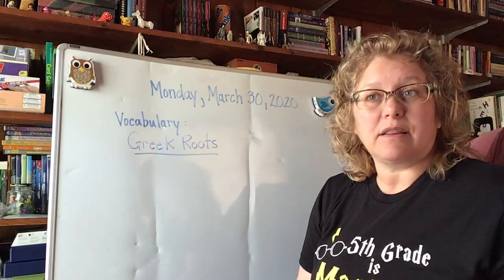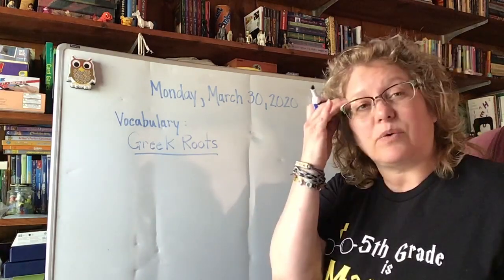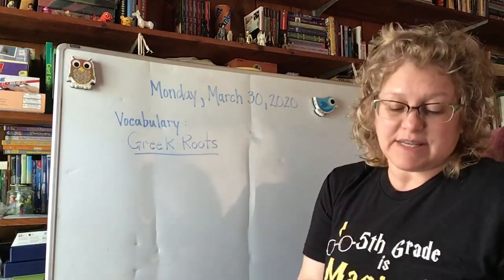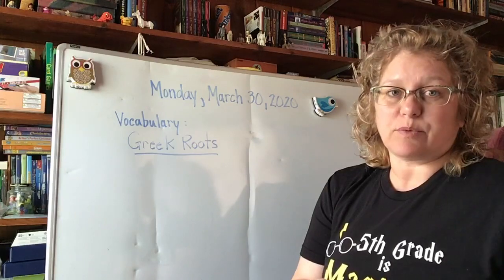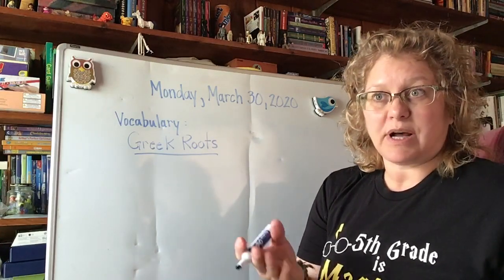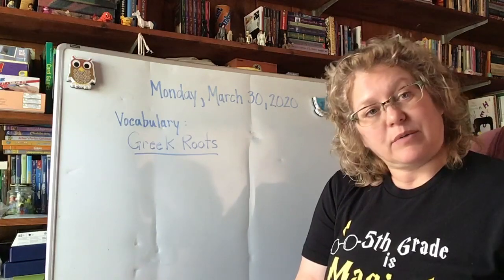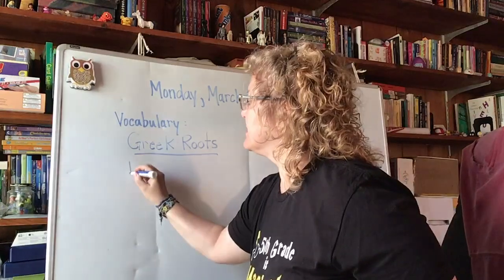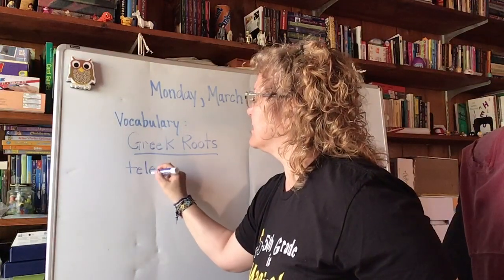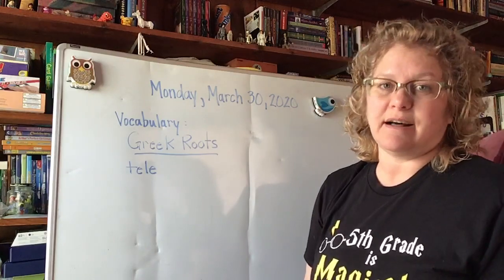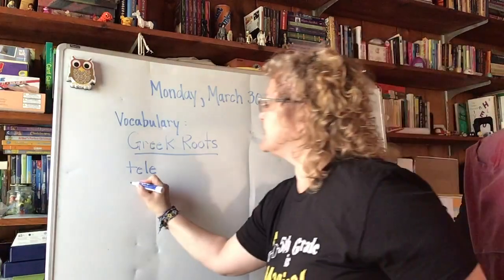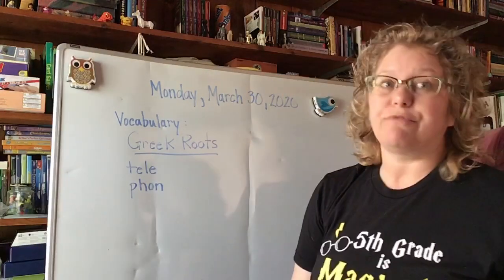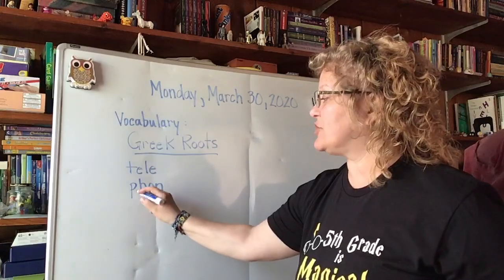Remember, I also have said the more that you can write things down, the more that's going to go into your brain. As you write it, you're saying it to yourself, and it's going to sink in even more. So we have 4 roots that we're going to work on today, and I'm going to write them down, and then I'm going to tell you a little bit about what they mean. All right. So the first root is tele, T-E-L-E. The next one is phone.